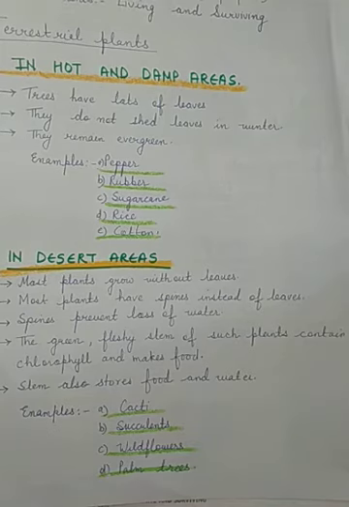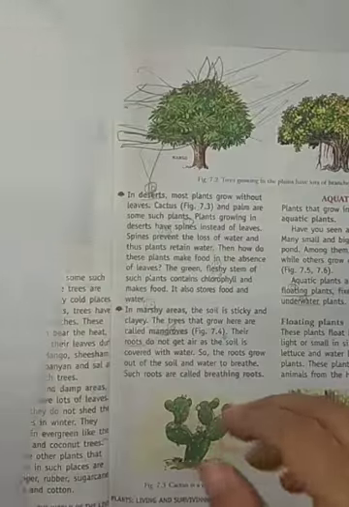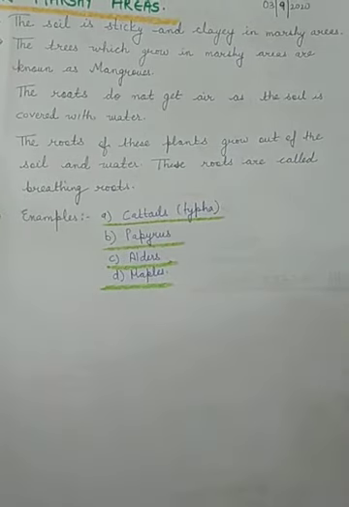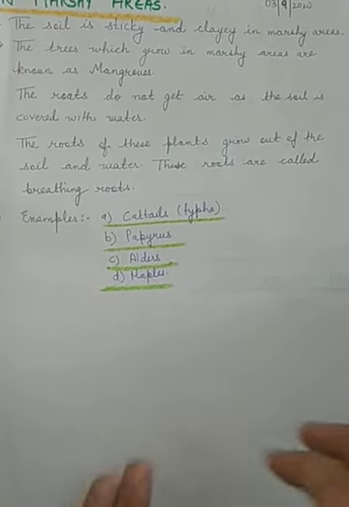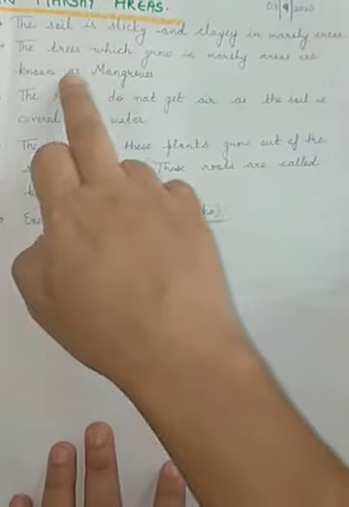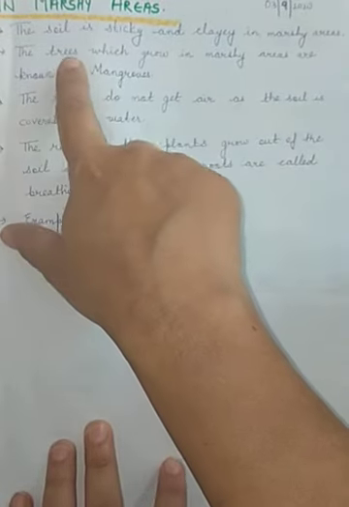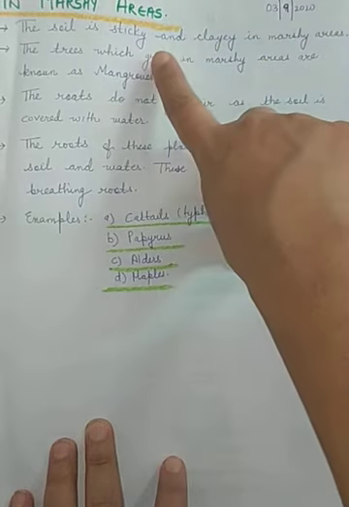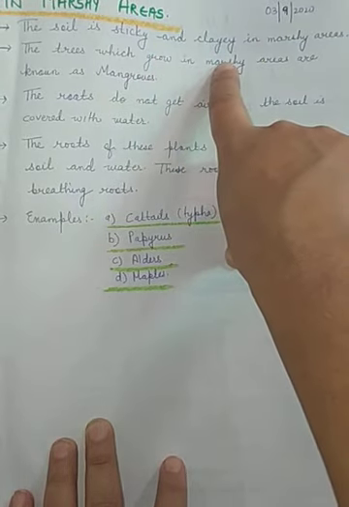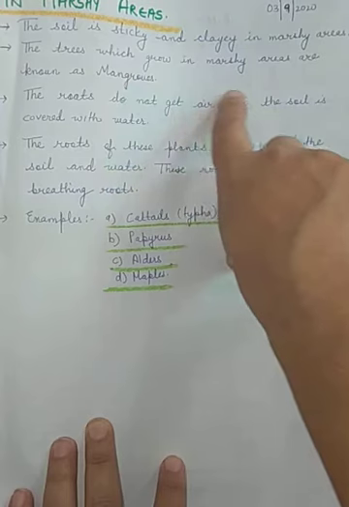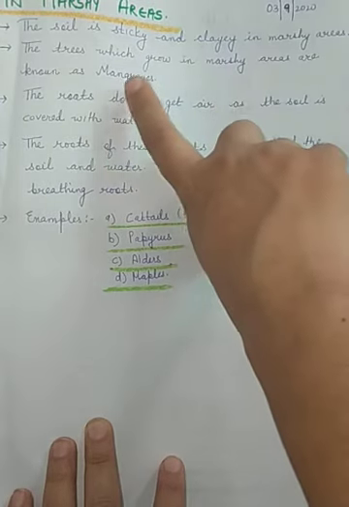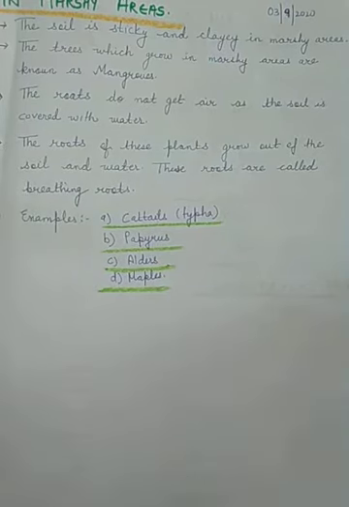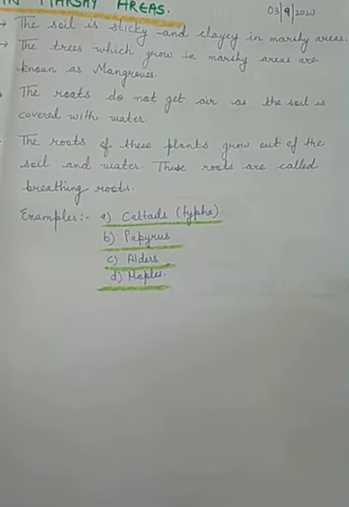Now coming to the last part of terrestrial plants, the plants growing in marshy areas. What kind of area is it? In marshy areas, the soil is sticky and clayey in texture. Trees which grow in marshy areas are known as mangroves.